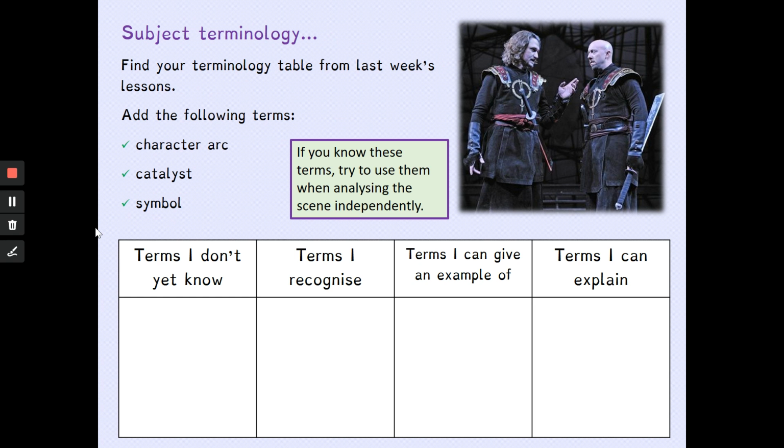As we've done in previous lessons that I've taught, we've got new terminology coming into the mix. Now, some of you will be aware of these terms and therefore can update your terminology grid and say that they are terms you can explain. But if you just take a moment to pause the video, find your terminology grid that you've completed in the 3 previous lessons that I've taught, and then add these three terms in the appropriate column for you.